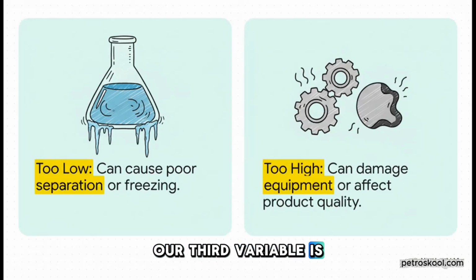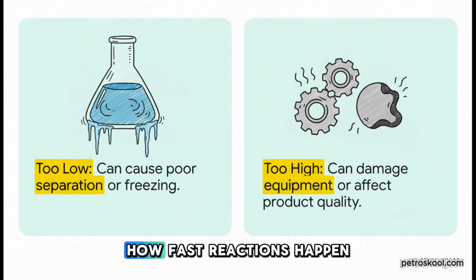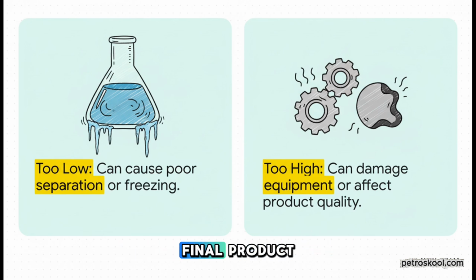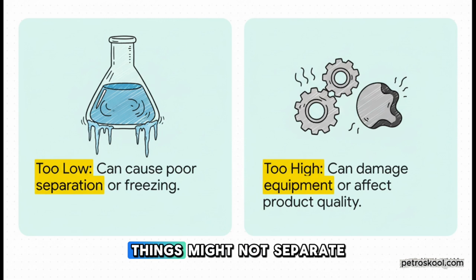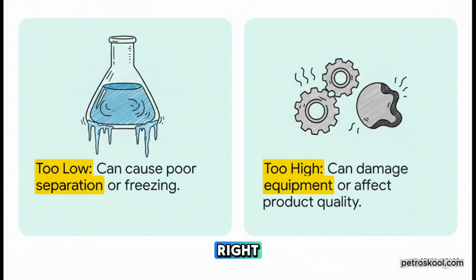Our third variable is temperature. Now this one's a big deal because it directly affects how fast reactions happen and, maybe most importantly, the quality of your final product. If things get too hot, you can damage equipment or just plain ruin the product. And if it's too cold, things might not separate correctly, or they could even freeze solid. You'll be using things like heaters and coolers to keep it just right.